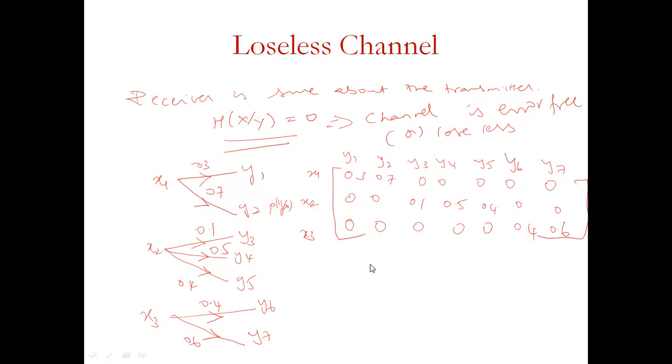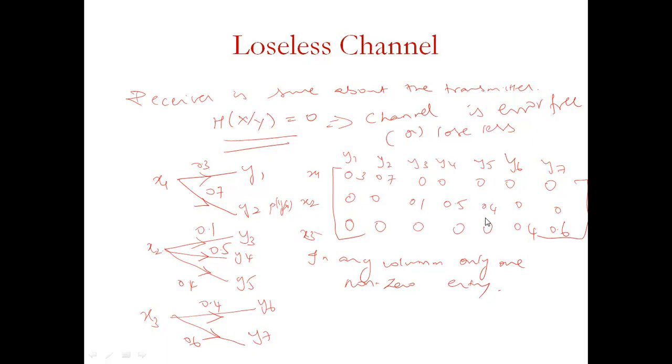And the unique thing here is that in any column, take the first column or second column up to the 7th column, you will have only one non-zero entry. Just by seeing the matrix itself you can understand that this is a lossless channel. In any column, only one non-zero entry. That is the unique representation of the lossless channel.